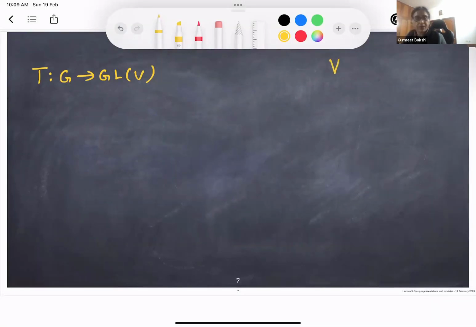You take the same V. V is a vector space over F. The same V, which is a vector space over F, I will convert it into an Fg module. So how will we regard V as an Fg module as follows?